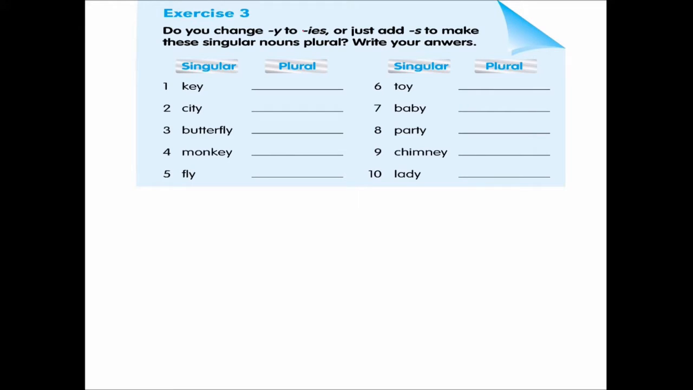Do you change Y to I-E-S or just add S to make these singular nouns plural? Write your answers. Key, keys. Cities, I-E-S. Butterfly, butterflies, I-E-S. Monkeys, just add S. Fly, flies. Toy, toys, only S. Babies, I-E-S. Party, I-E-S. Chimney, chimneys. Lady, I-E-S.